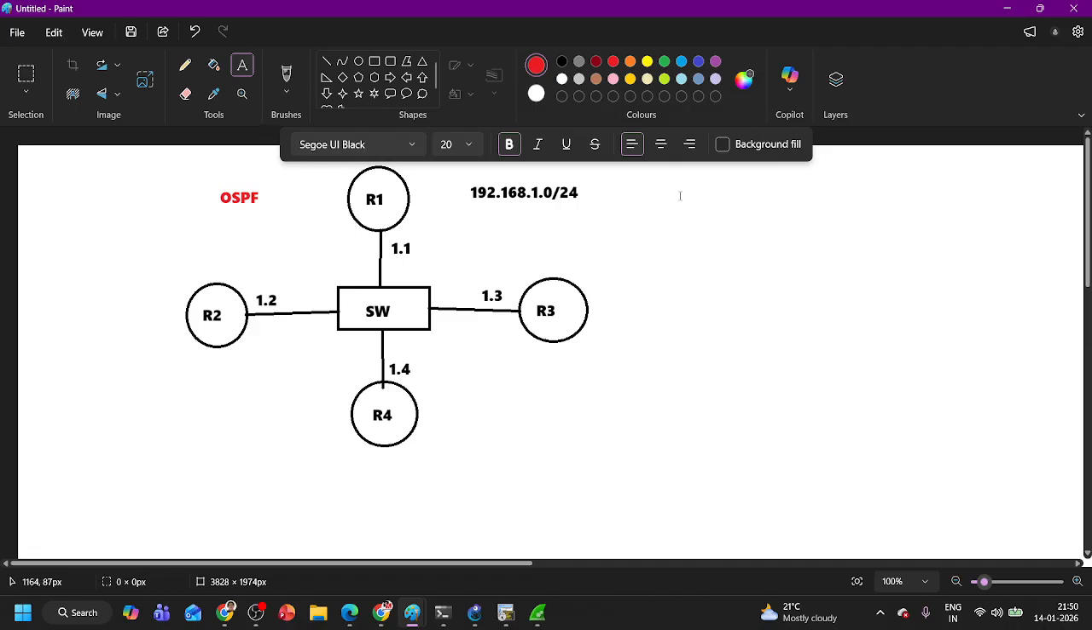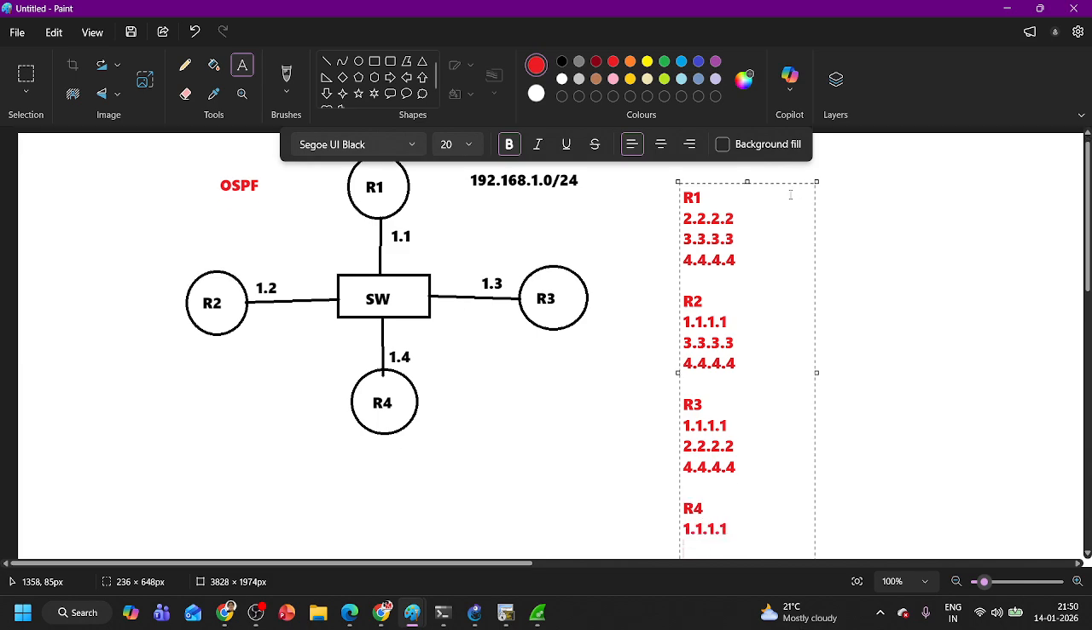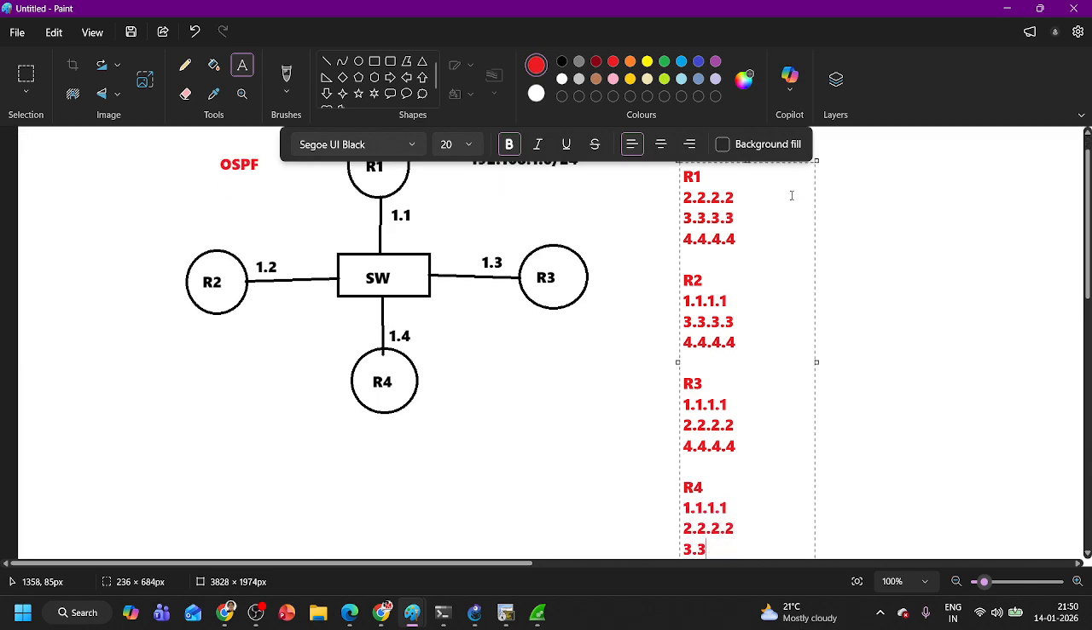Tell me, how many neighbors will router 1 have? R1 will have how many neighbors? Router IDs 2.2.2.2, 3.3.3.3, 4.4.4.4. How many neighbors will router 2 have? 1.1.1.1, 3.3.3.3 and 4.4.4.4. How many neighbors will router 3 have? 1.1.1.1, 2.2.2.2 and 4.4.4.4. And router 4 will also have 3 neighborships with 1.1.1.1, 2.2.2.2 and 3.3.3.3.